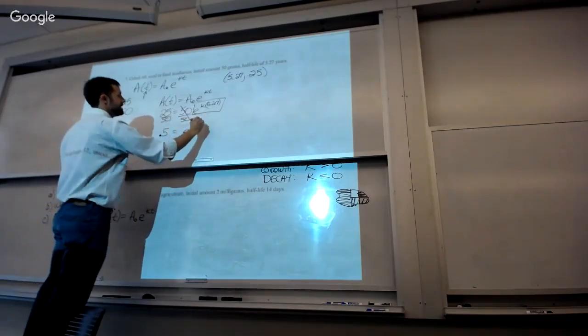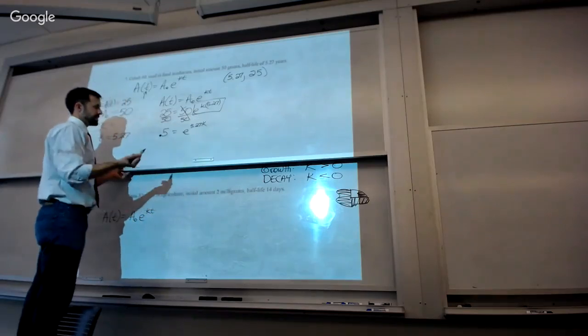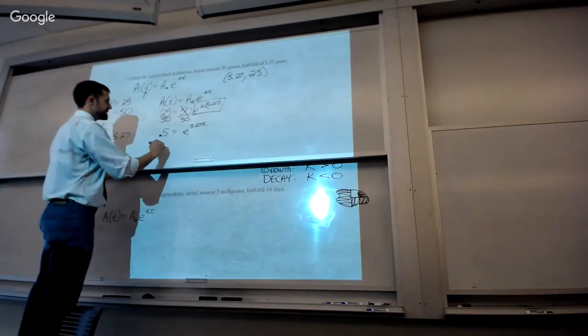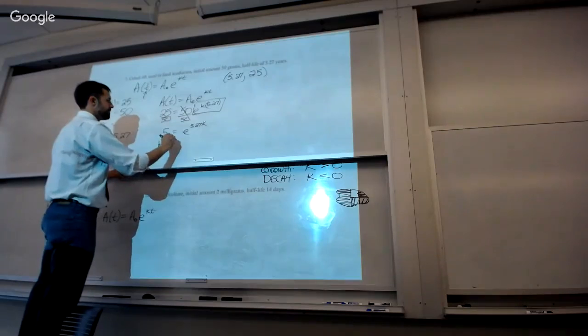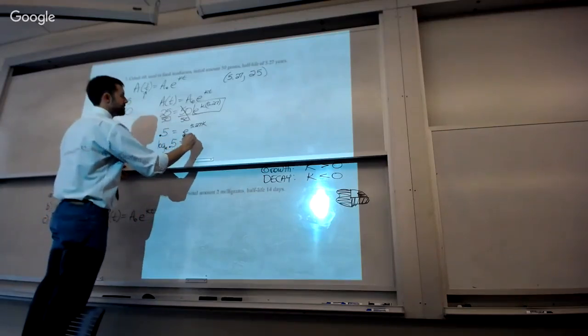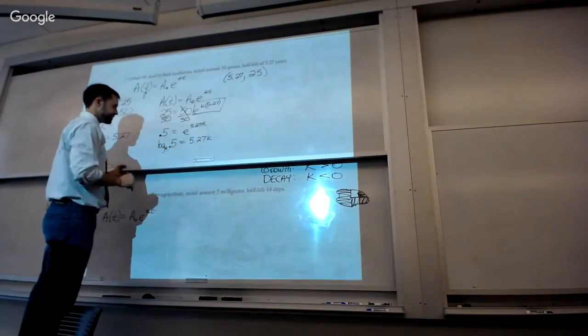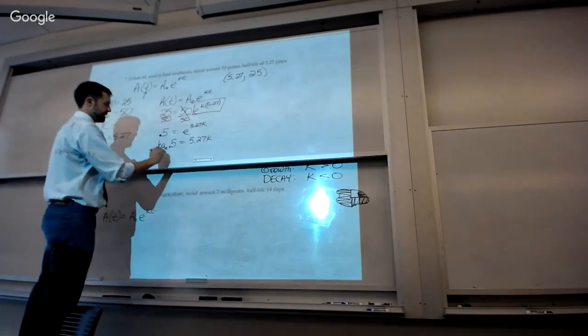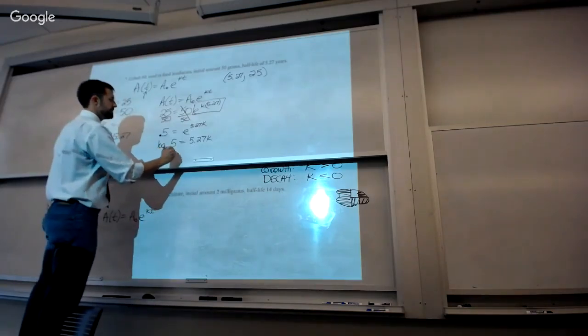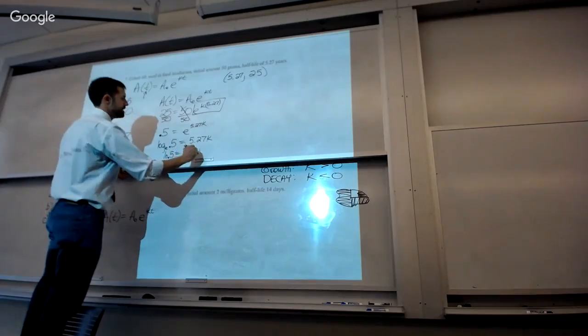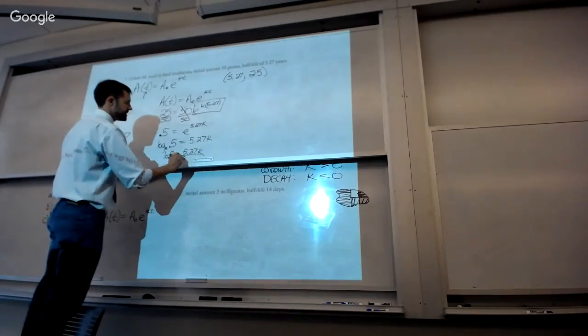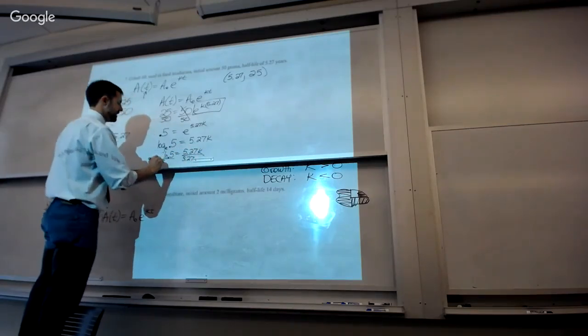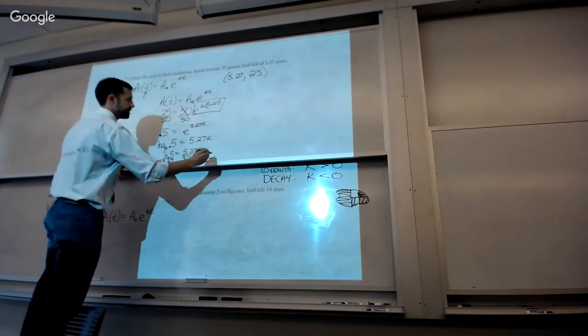Now this is e to the 5.27k. So I'm going to turn that into a logarithm. So this would be log base e of 0.5 equals 5.27k. So log base e, recall, is just ln. ln of 0.5 equals 5.27k. So k is being multiplied by 5.27. I divide by 5.27, and that is going to be our answer for k.